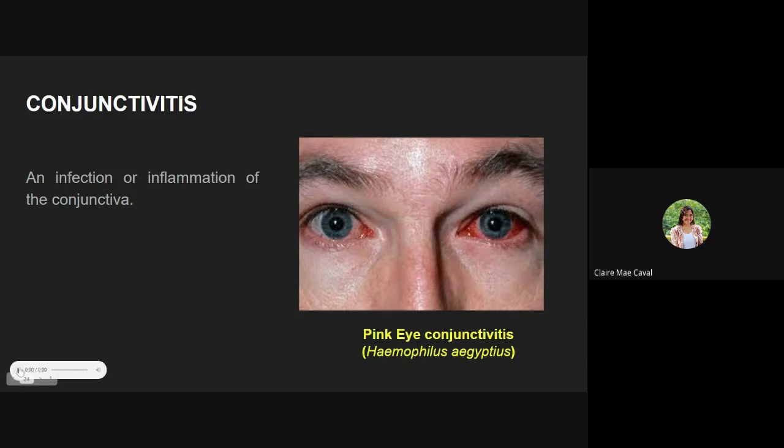Conjunctivitis is an infection or inflammation of the conjunctiva. It can be caused by viruses like adenovirus and bacteria like what we have here, Haemophilus aegyptius. So I'm showing you an example of pink eye conjunctivitis. This is how it looks like. It's caused by a bacteria, Haemophilus aegyptius, which is formerly known as Koch-Weeks bacillus. This bacteria is responsible for this pink eye conjunctivitis, which is said to be highly contagious.